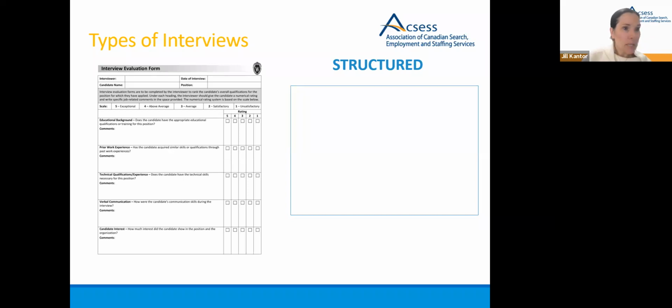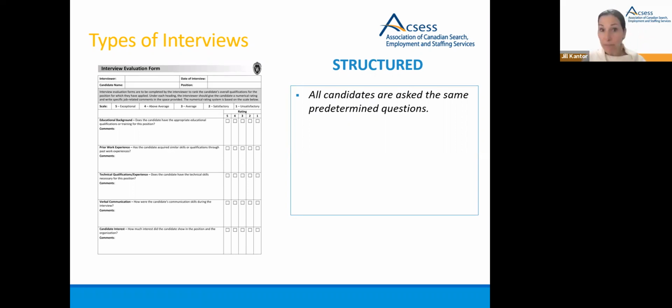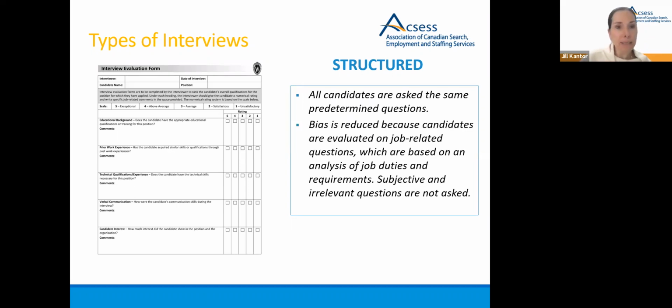Beautiful. Okay, excellent. When we're taking a look at the structured interview, all the candidates are asked the same predetermined questions, again with some of your own flavor and authenticity mixed in. And bias is reduced because candidates are evaluated on job-related questions, if you're interviewing them for a specific job or a category of jobs, which are based on analysis of job duties and requirements. Subjective and irrelevant questions are not necessarily asked.